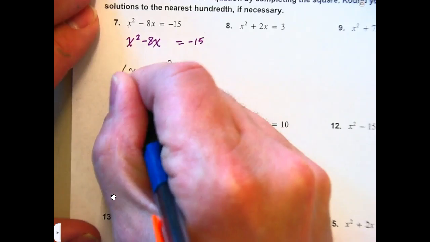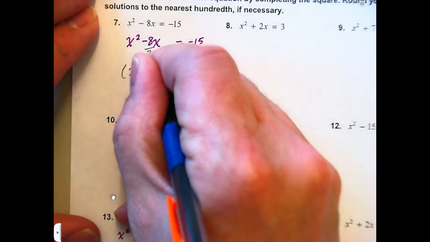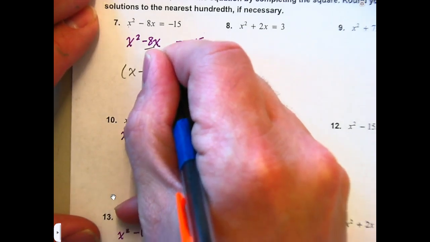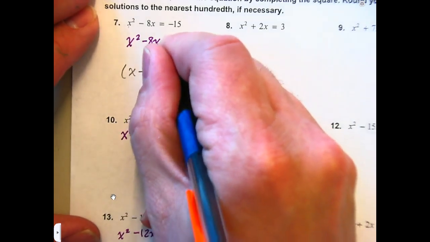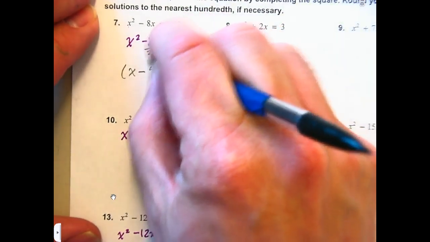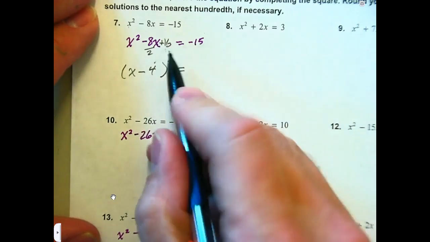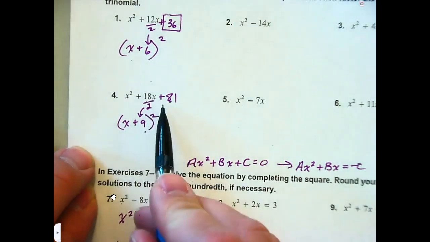Okay, so this would be x minus 4. Good, you divide by 2, and then you square it to get 16. And that's plus 16. Now, when you're dealing with equations, equations means there are equal signs. This is an expression. There's no equal sign.